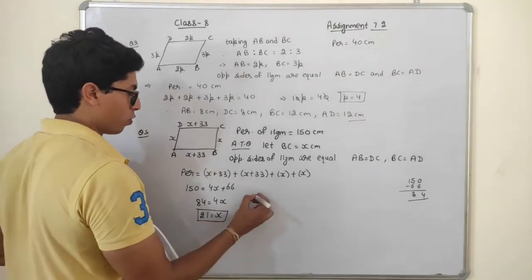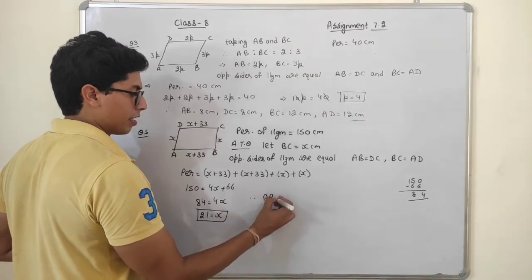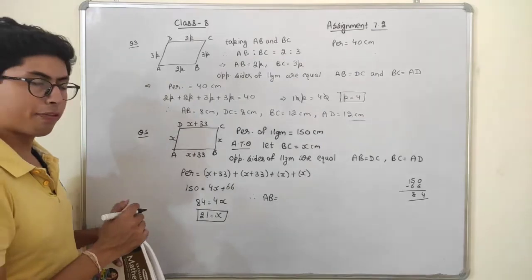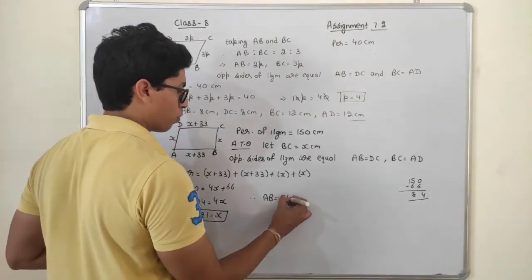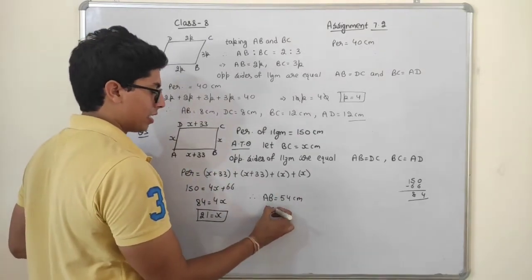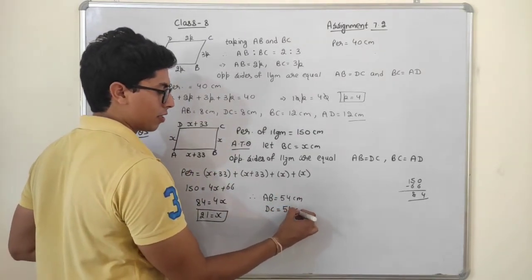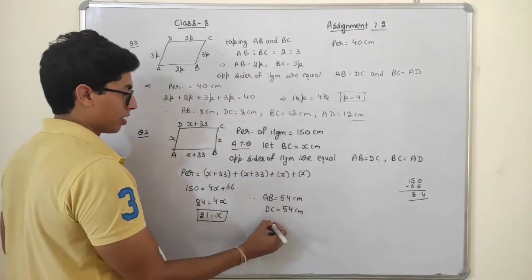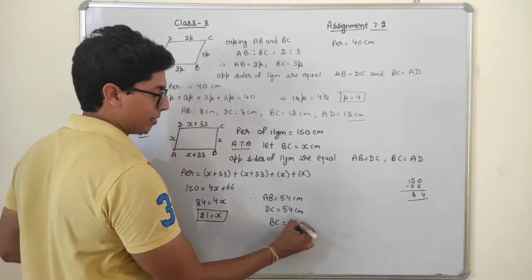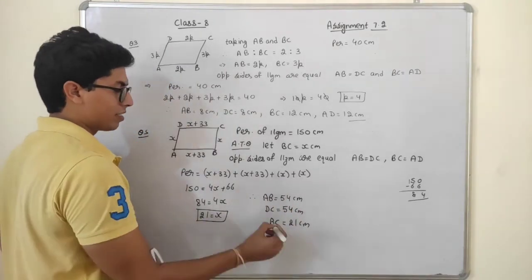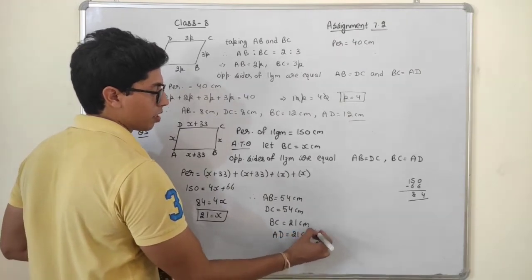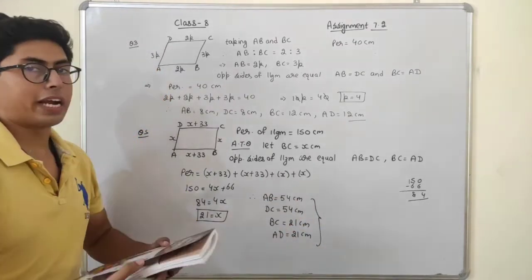Therefore, AB is equal to x plus 33. So 21 plus 33 will be 54, students. So it will be 54 centimeter. So DC will be 54 as well. Now this is x. So BC is x, that will be 21 centimeter. And AD is also x, that will be 21 centimeter. So these are the sides of the parallelogram.